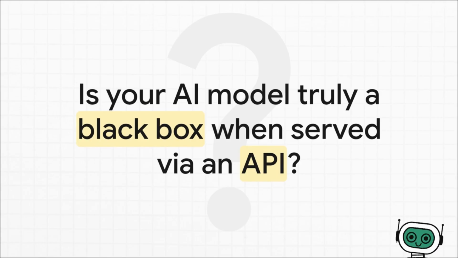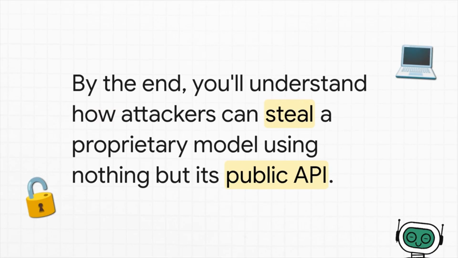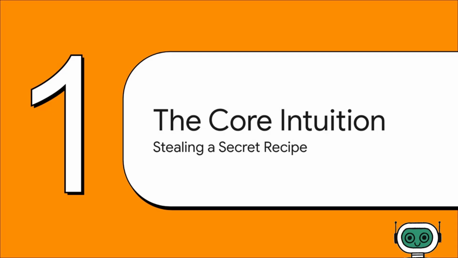But here's the question. Is that API really a vault, or is it more of a service window that a clever attacker can use against you? Well, in the next few minutes, we're going to break down exactly how this heist works. You'll see how someone can clone a really complex model just by acting like a very persistent customer. To get the intuition, let's forget about code for a minute. Let's stick with that analogy of stealing a secret recipe.